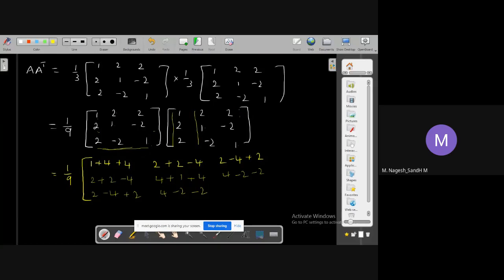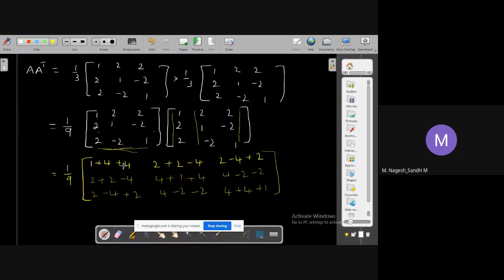Okay. So next, third row into third column. So 2 2s are 4. Next, minus 2 into minus 2, plus 4. Next, 1 into 1, 1. So it is a matrix multiplication only. I know everything, don't think like that. Everything you do with a cool mind and carefully.